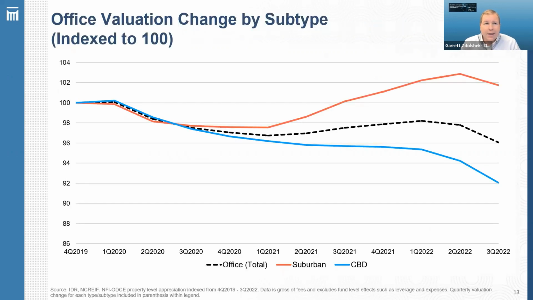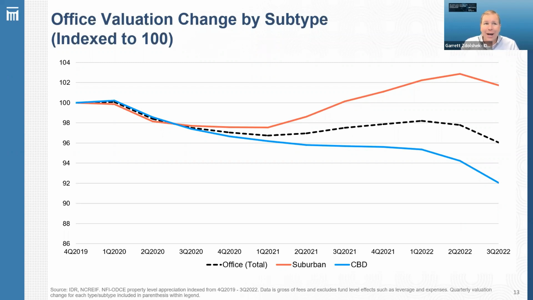And then to add to that, I'll just show you, again, I mentioned 3 years, the dotted black line is showing you ODCE office as a whole, indexed to 100. But this kind of ties in with that CBD question. Not all ODCE office is New York City and San Francisco high-rise office. In fact, most of it is not.